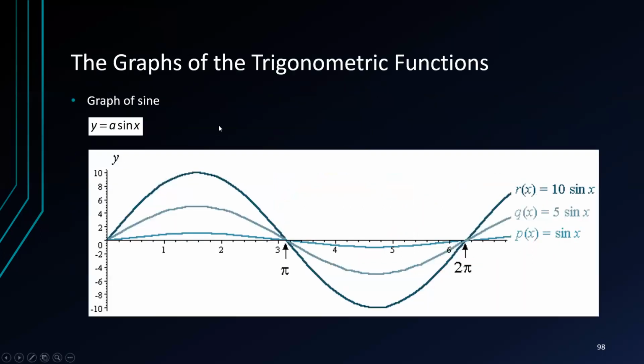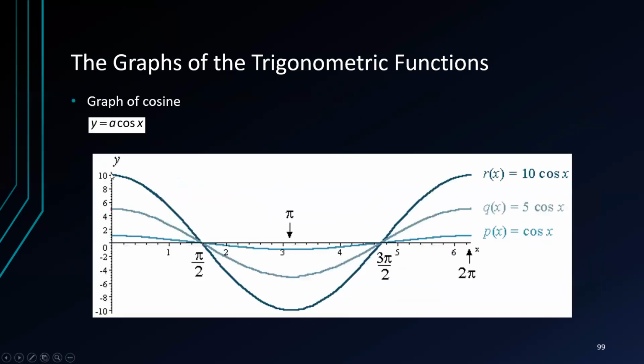The graph of trigonometric functions. So graph of sine is y is equal to a sine x. So ito yan. Ito yung 10 sine x, 5 sine x, sine x. Habang lumalaki yung coefficient niya, lumalaki yung curve. Pero this is pi kasi 0 siya dito. 0 din sa 2 pi. Okay, 0.